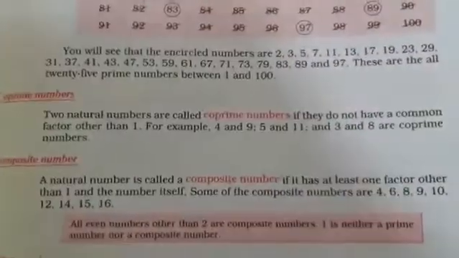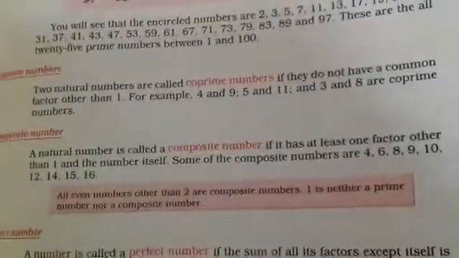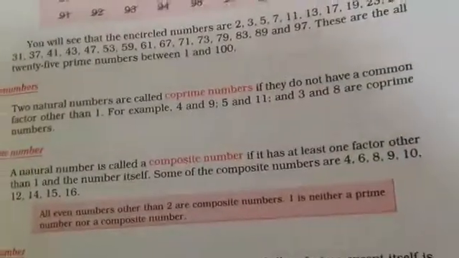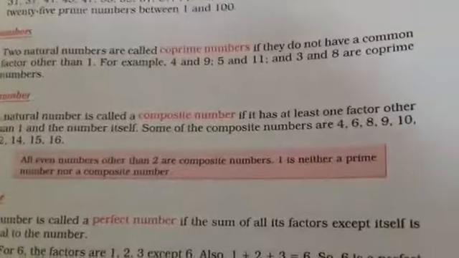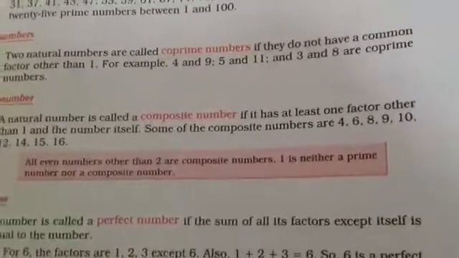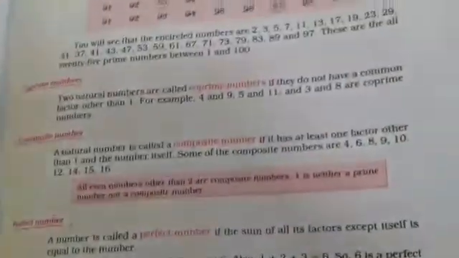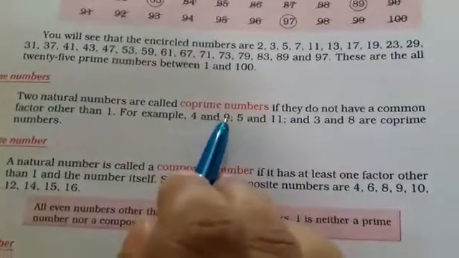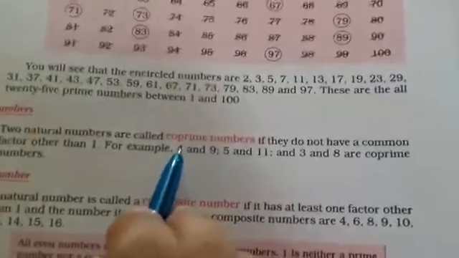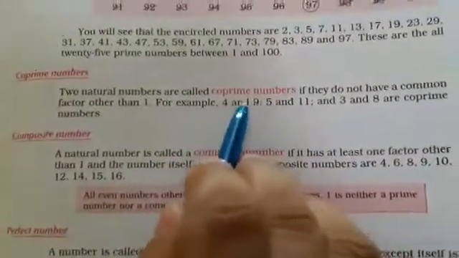Next we'll see co-prime numbers. Two natural numbers are called co-prime numbers if they do not have a common factor other than 1. For example, 4 and 9, 5 and 11, and 3 and 8 are co-prime numbers. When you see 4 and 9, what is the common factor of 4 and 9? Only 1. Only 1 can divide both 4 and 9. There is no other number which can divide both 4 and 9. So it is a co-prime number.